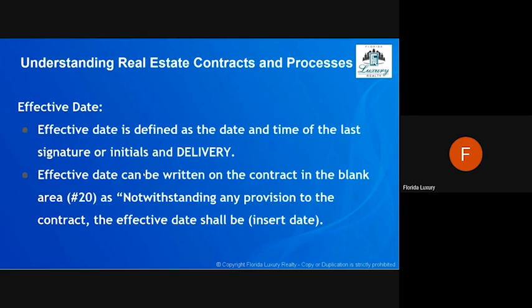I'm thinking delivery is when I received it. It's not. It's when it was sent, because your email shows the timestamp of when it was sent. When the person opens it is irrelevant. It's a misconception, because a lot of realtors think it's the date of the last signature and initial. I've never really thought about that.